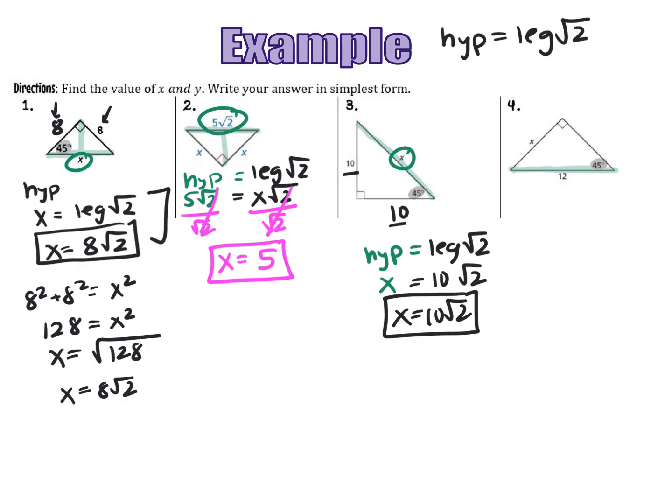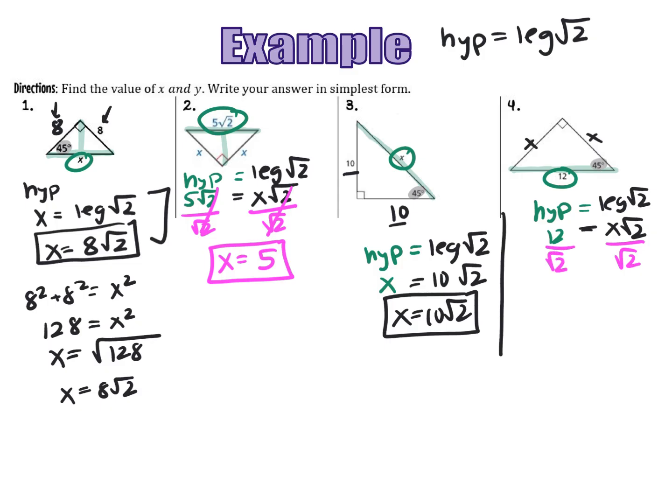Okay, on number 4, the hypotenuse is 12, so both of these sides are x. So I know that the hypotenuse, which is 12, is equal to the leg root 2. In this case, the leg is x, root 2. So now, to isolate x, I need to divide both sides by the square root of 2. So that's going to give me x equals 12 divided by the square root of 2.